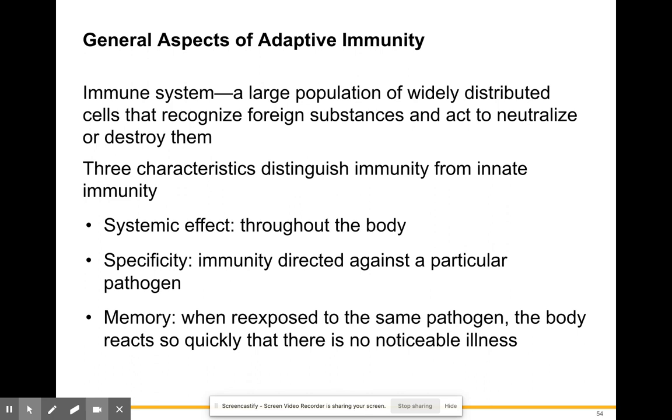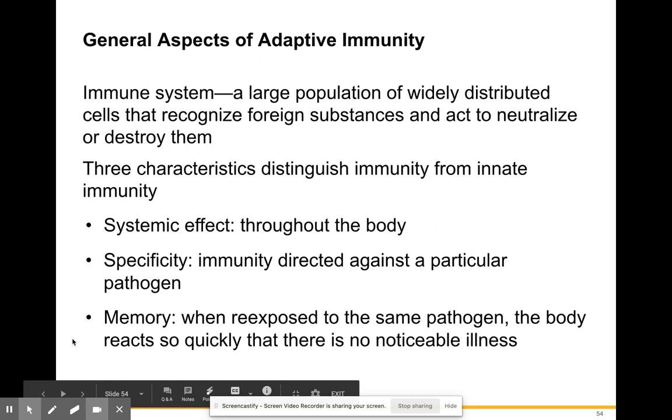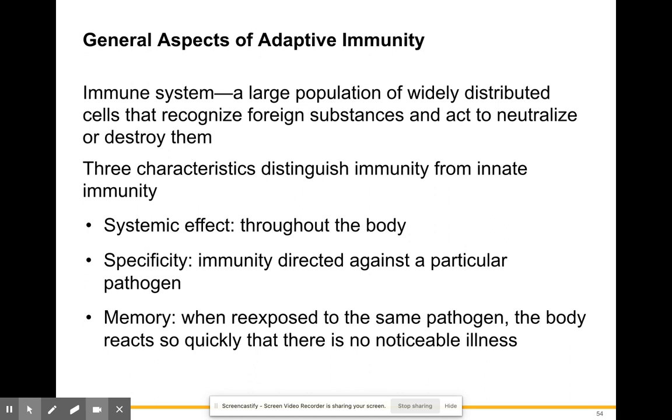And the thing that's probably the most important about adaptive immunity, and it kind of lends to the name adaptive, is the memory aspect of your adaptive immunity, okay? When re-exposed to a pathogen again, your body can react quickly so that there is no noticeable illness the second time or the subsequent times that you are exposed.